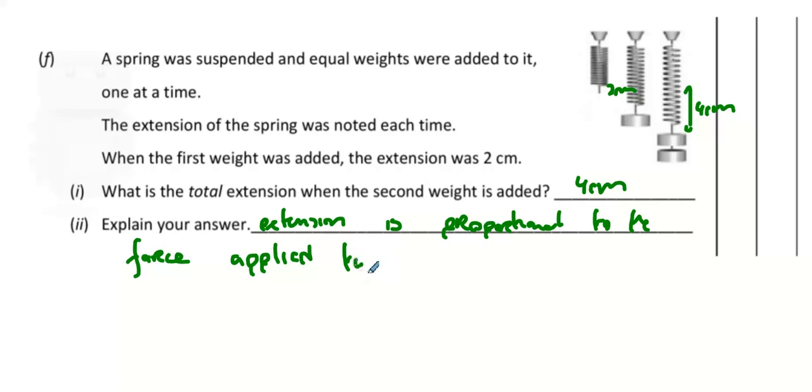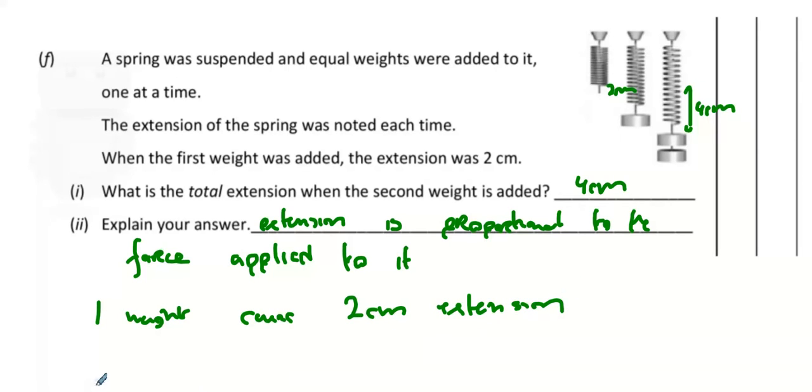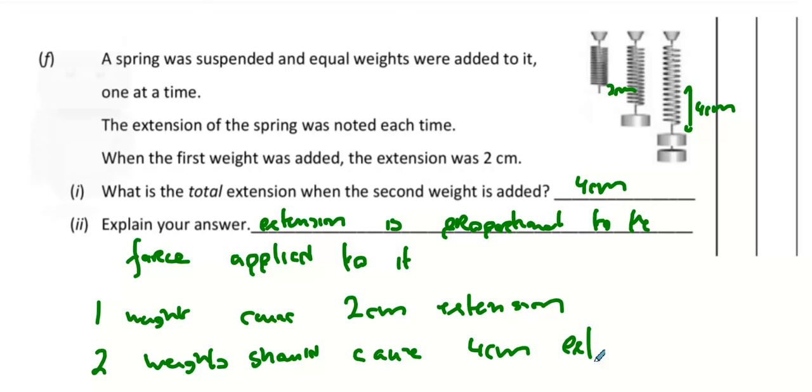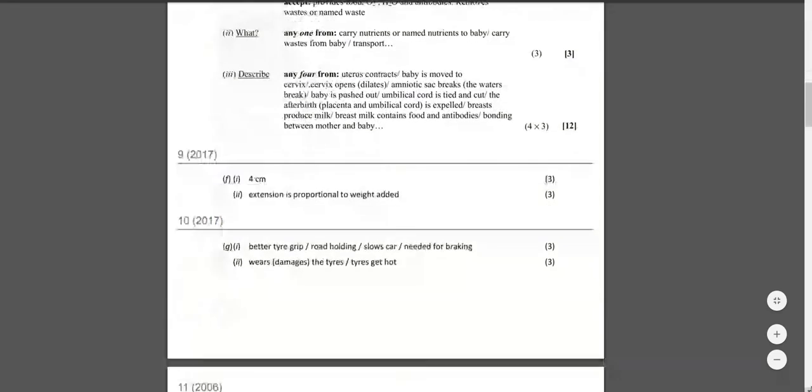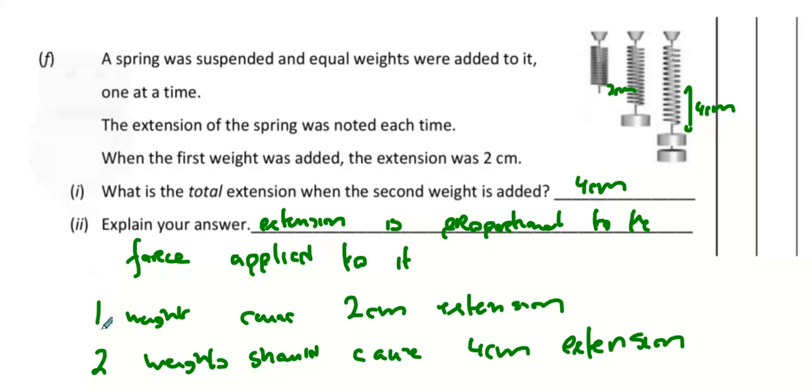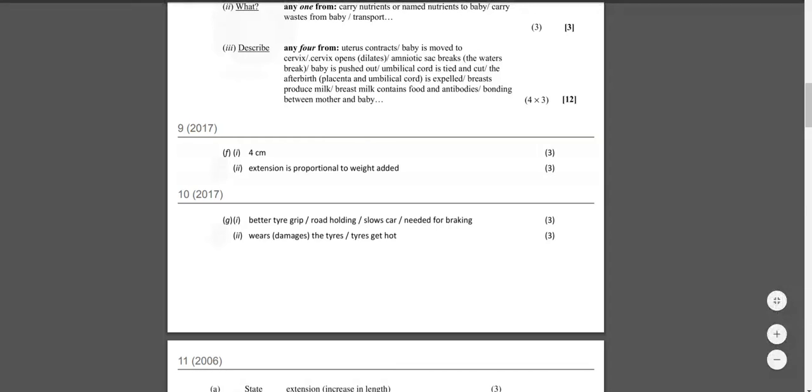Applied to it. Okay. So if one weight causes 2 centimeter extension, 2 weights should cause 4 centimeters extension. Okay. Let's find out what the marking scheme had to say for itself. 4 centimeters. Extension is proportional to the weight added. I like my answer. My answer had a bit more detail, but we'll work with that. Okay, let's get on to the next question.